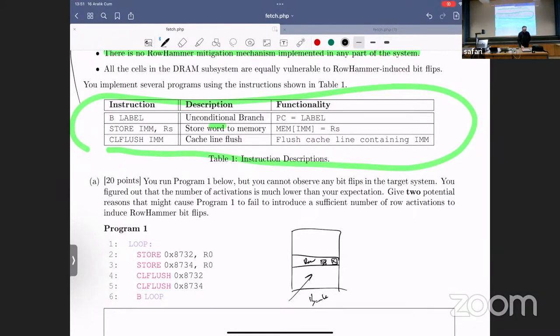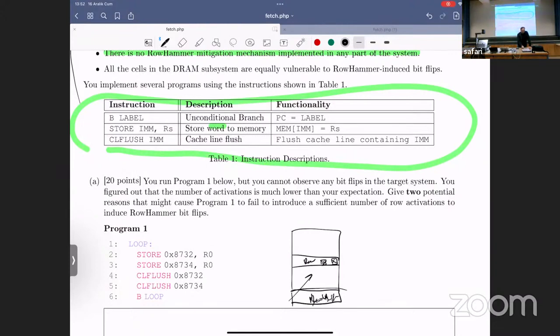So the content of the row is going to be in the row buffer here. And you will never access the row, actually. I mean, you will access it one, two times. And then you will just service other accesses from the row buffer. So that can be one reason. What about the second reason?